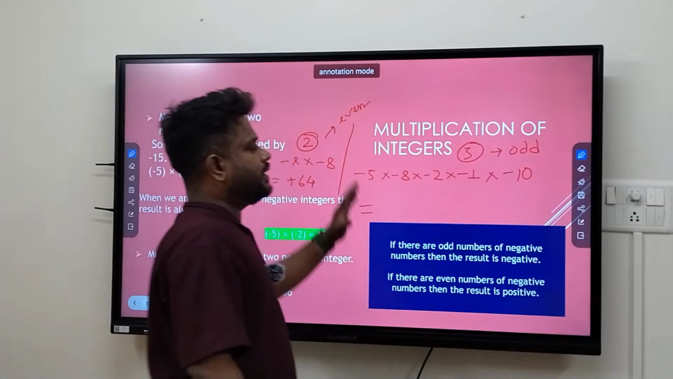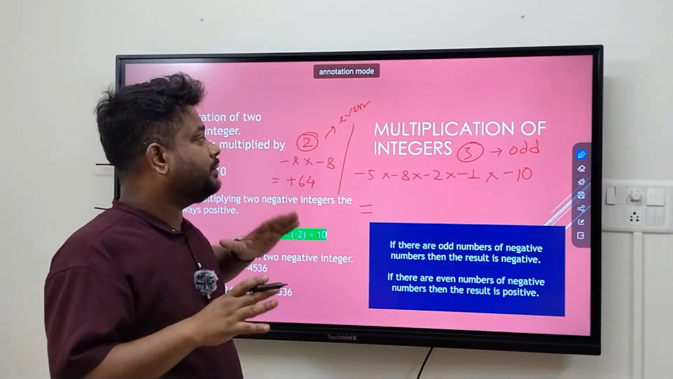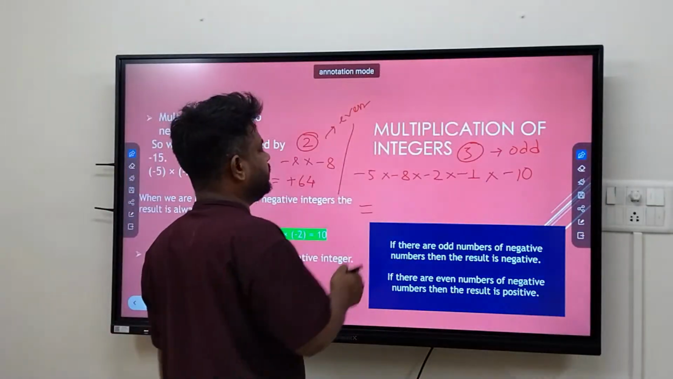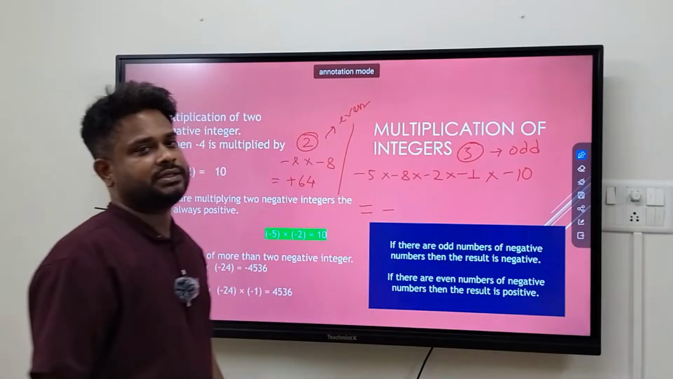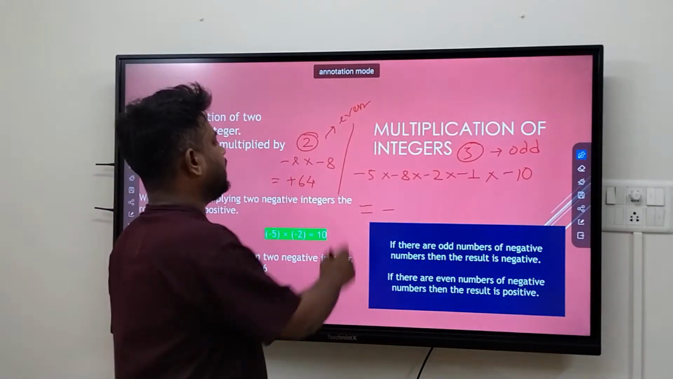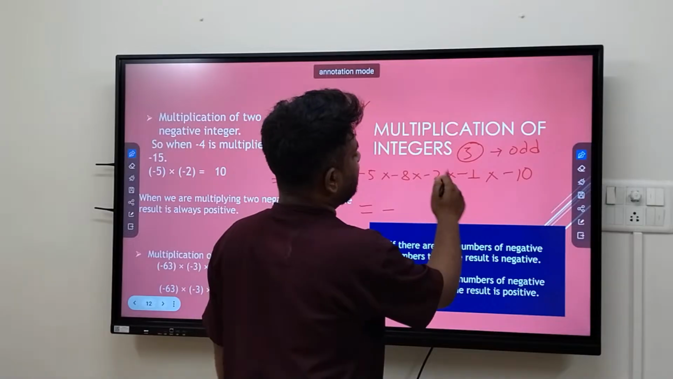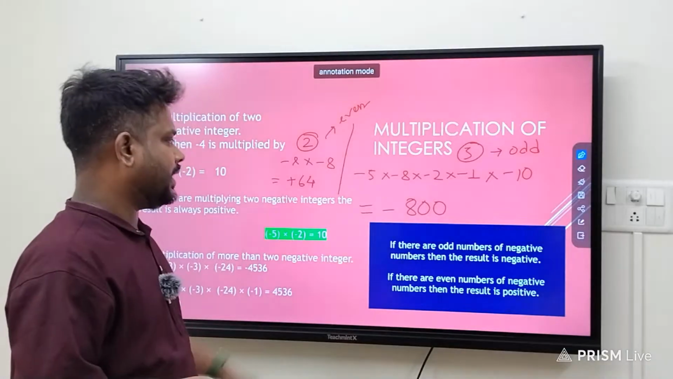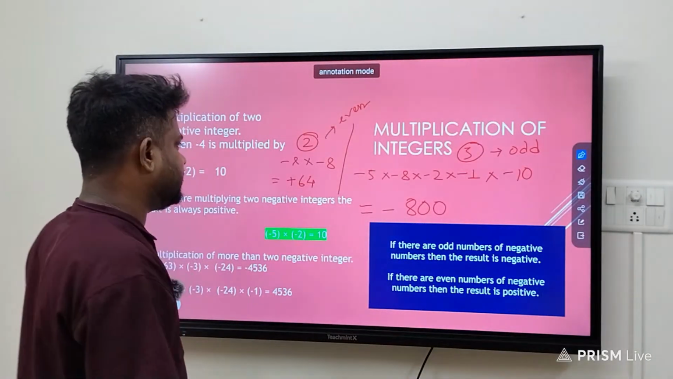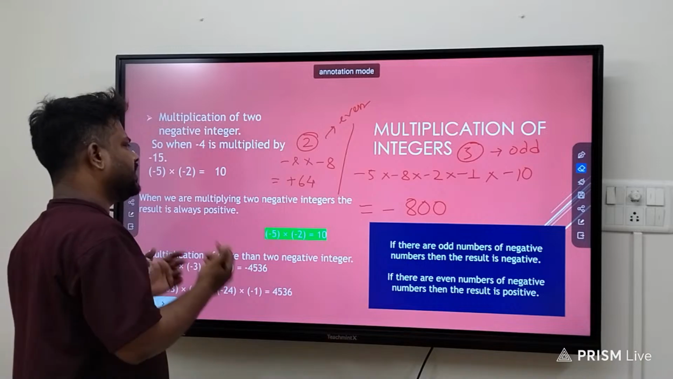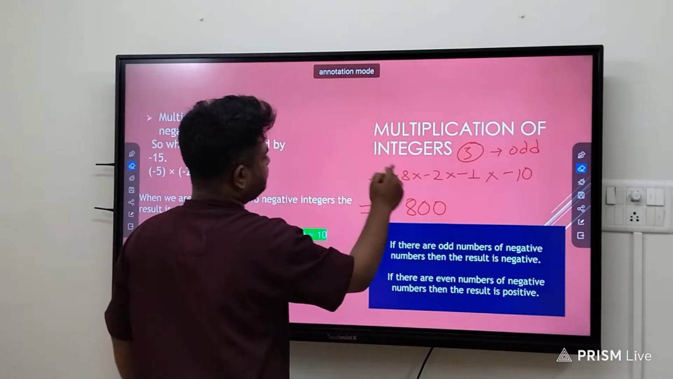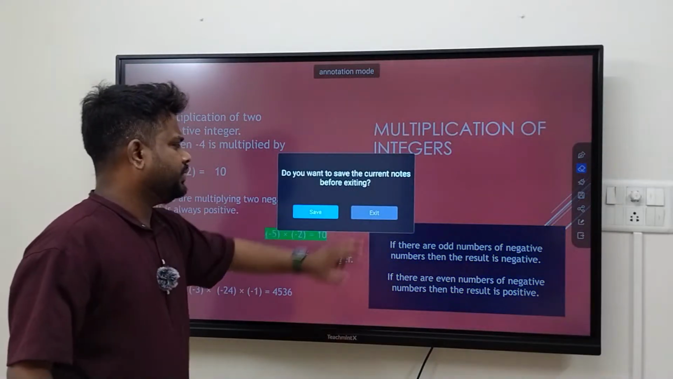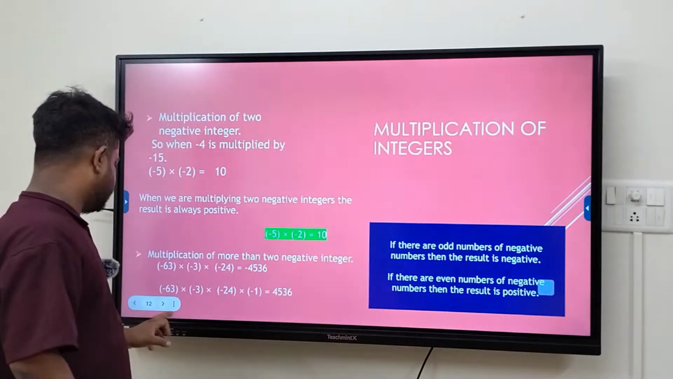So if we multiply an odd number of negatives, then the sign of the answer will be negative. Like 5 8s are 40, 4 2s are 80, 80 and 10s are 800, and 800 and 1s are 800. So the answer will be minus 800. Okay, so this is like a shortcut method to memorize, or a little bit of mental calculation which will be beneficial for us.